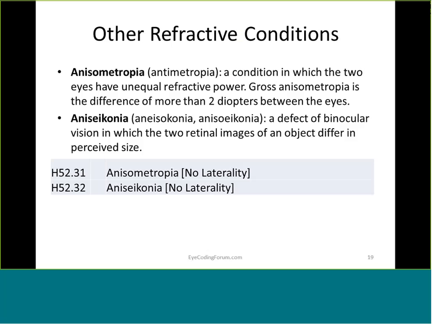Now, other refractive conditions are anisometropia, which is a condition in which the 2 eyes have unequal refractive power. Gross anisometropia is the difference of more than 2 diopters between the eyes. Another code is aniseikonia, which is a defect of binocular vision in which the 2 retinal images of an object differ in perceived size. These are both refraction codes beginning with H52. Neither code has laterality. So again, you report these with just 1 code each.